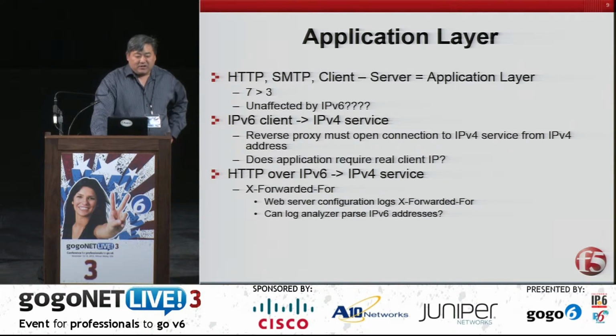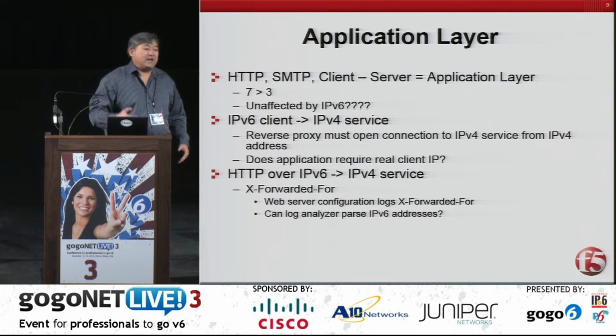So at the application layer, we see that we've got HTTP, SMTP, client-server, custom apps, what have you. And those things are all operating at layer 7. And you would say, well, layer 7 is greater than layer 3, right? So this too should be unaffected by IPv6. And unfortunately, the answer is no. It really depends on the app.